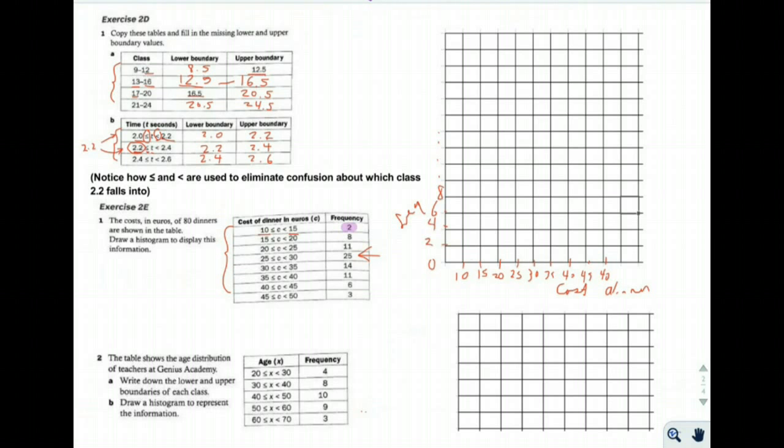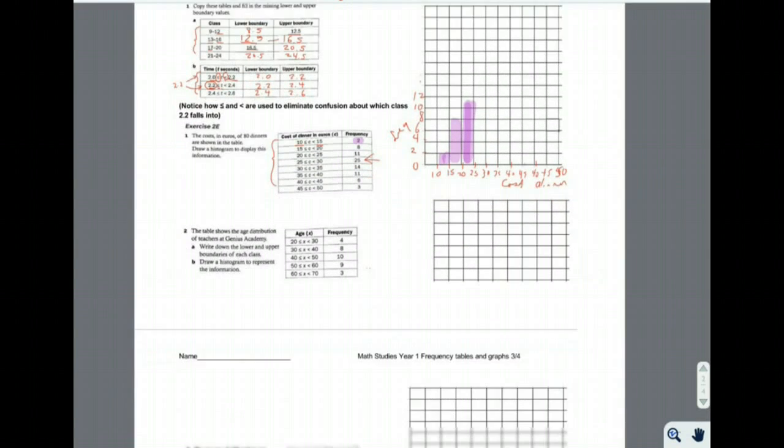Okay. 10 to 15 is 2. 15 to 20 is 8. Okay. 20 to 25 is 11. 11 would be halfway up that one, right? So you get the idea, right? This is 10. This is 12. Okay, and then I just continue on until I get to 50. 45 and 50.